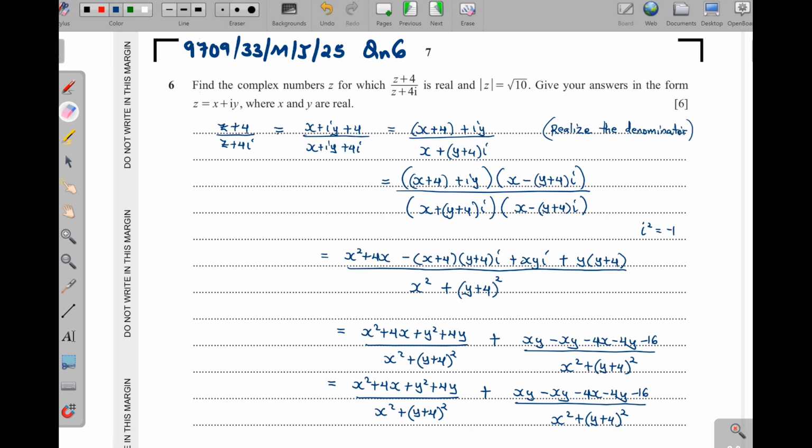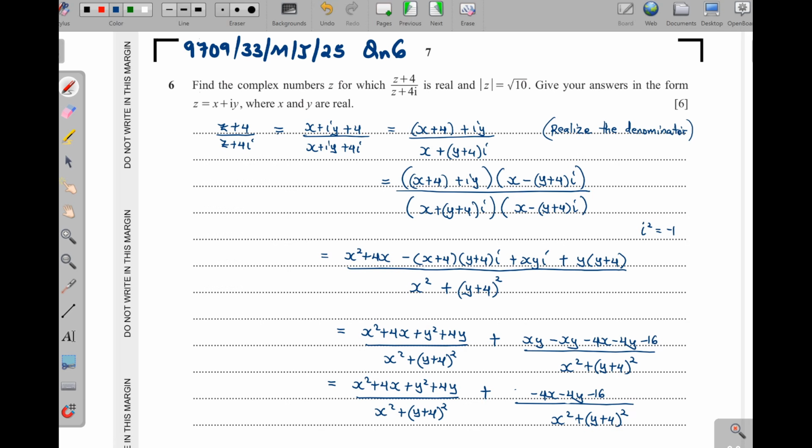What are we seeing that is disappearing? It is this xy here. You see that? xy disappears. That means this is my numerator here. You see?